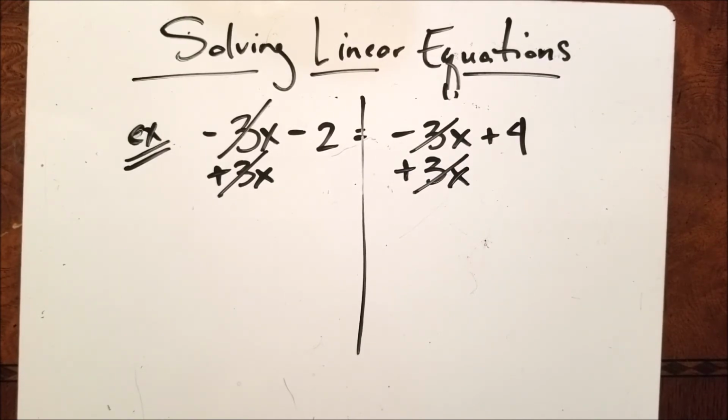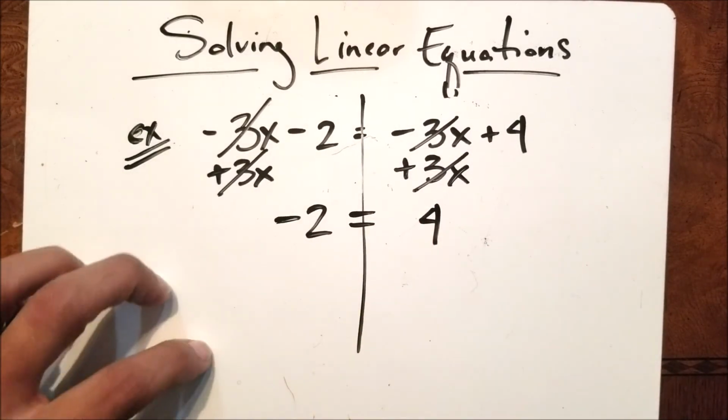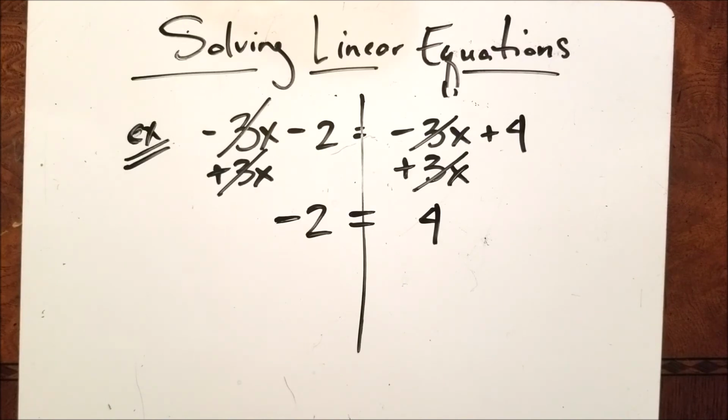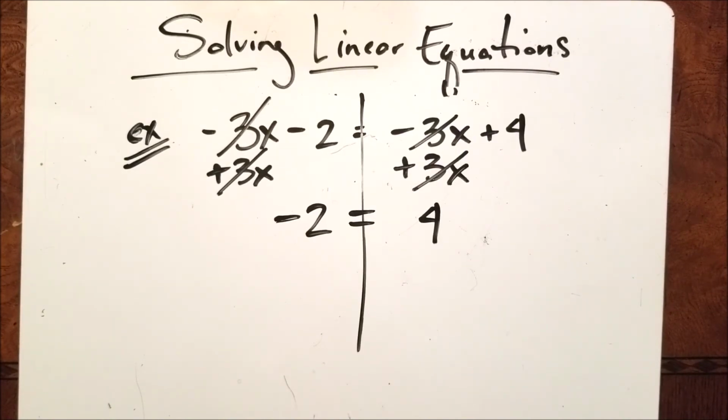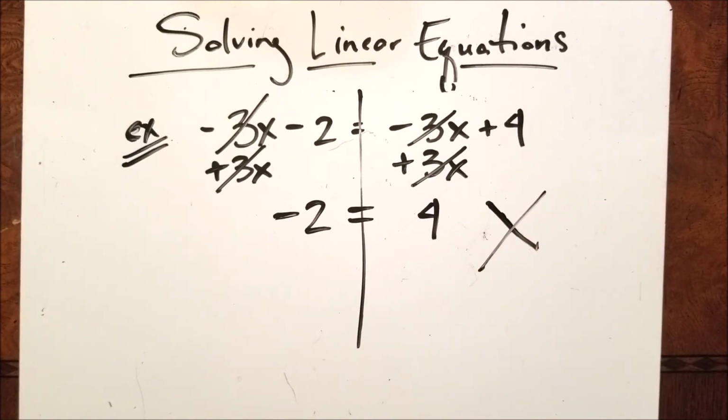But what do I have left? Negative 2 equals positive 4. Now we don't really have to leave that positive sign. So negative 2 equals 4. Does that make any sense? No, it doesn't make any sense. Negative 2 is no way equal to positive 4. So what do we say about this?